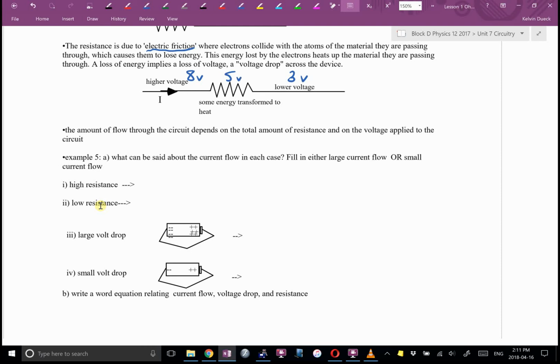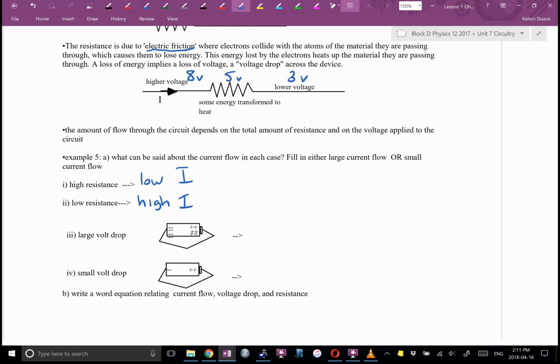Okay. High resistance, and the symbol for current is capital I. Low resistance, which suggests to me in the equation that R will be on the bottom, because as R gets bigger, I gets smaller. It's going to be a fraction, R is going to be on the bottom.